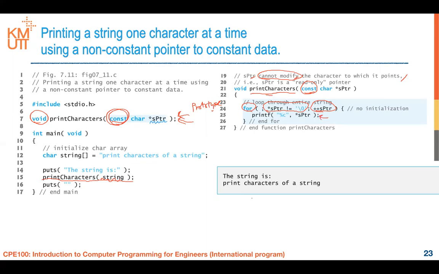And then you can just simply print each character at a time, printf percent sign c, star sPtr. In this function, we don't have to change any value through sPtr, so you can use the constant qualifier in order to say that you don't want to modify this sPtr or this string. Actually, char star sPtr itself is a string.